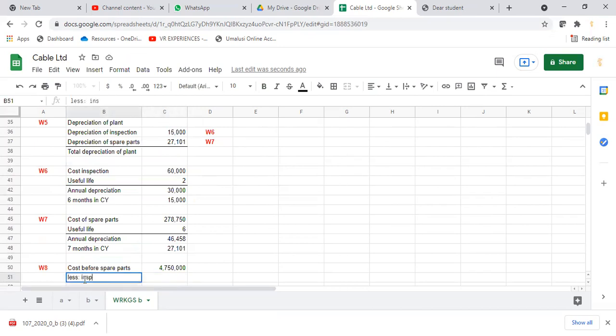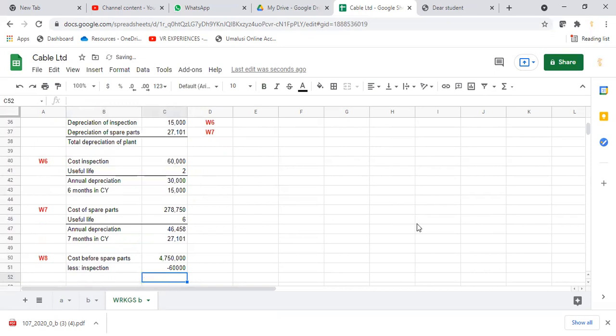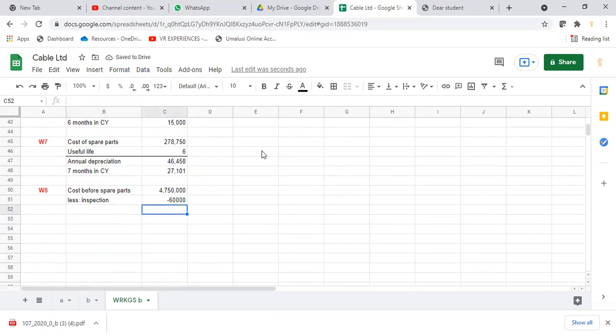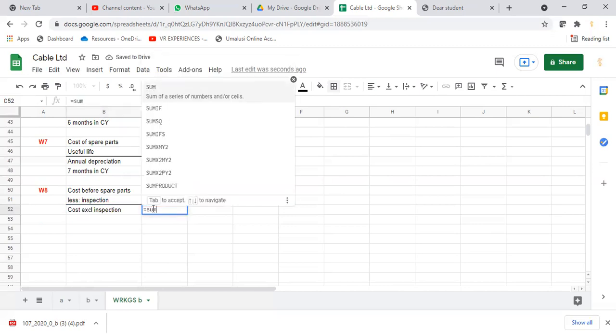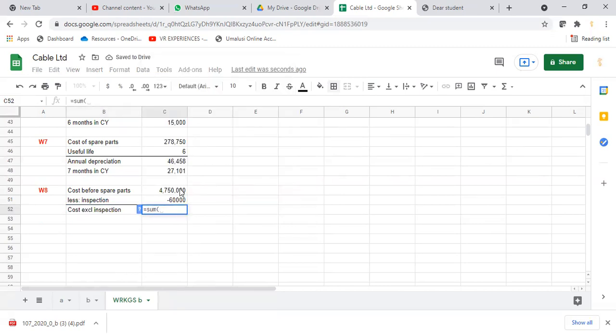Then we're going to say less inspection, because remember the inspection cost is included in this amount. So we say minus 60,000 because we do the inspection separately. So therefore, costs excluding inspection is the sum. So I'm going to stop here for tonight.